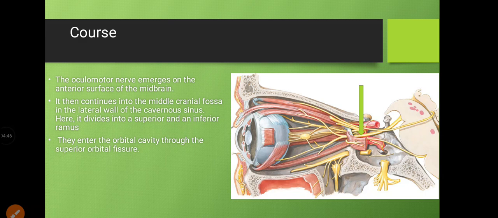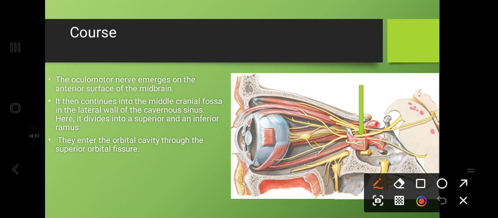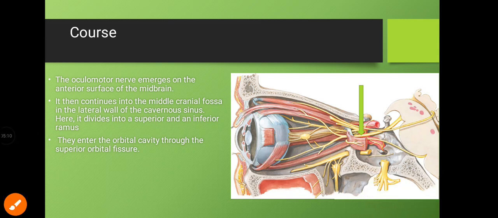The superior branch supplies levator palpebrae superioris and superior rectus, while the inferior branch supplies the inferior rectus, medial rectus, and inferior oblique. So the oculomotor nerve supplies intraocular and extraocular muscle except the lateral rectus and superior oblique.